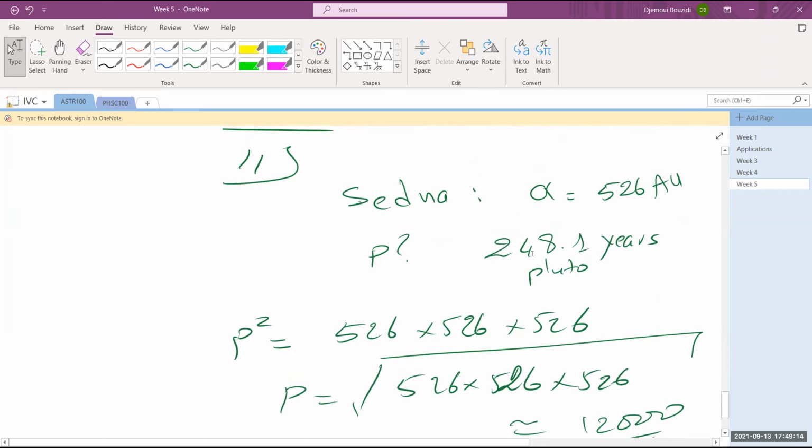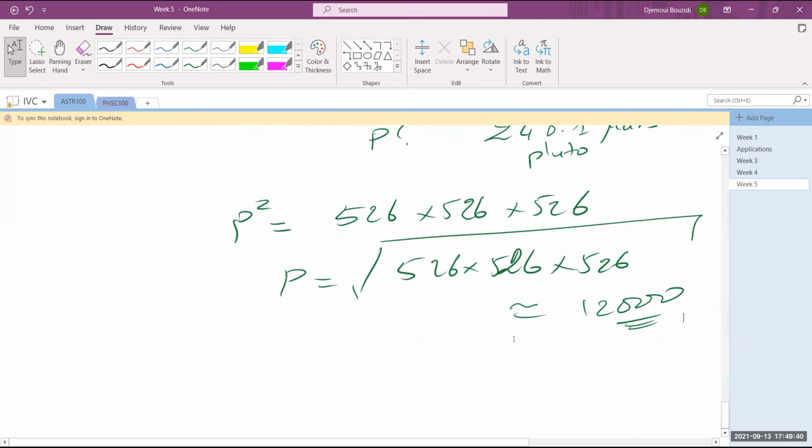12,000 is much bigger than 248 years. So the last time Sedna was in this position was way back, before even Moses. Moses was what, 5,000 years or so? Okay. So this is a long, long time ago, before the pharaohs, before the Babylonians. Probably around the Babylonians' time, I don't know. No, it's actually before that. 12,000 years ago is a long, long, long time.